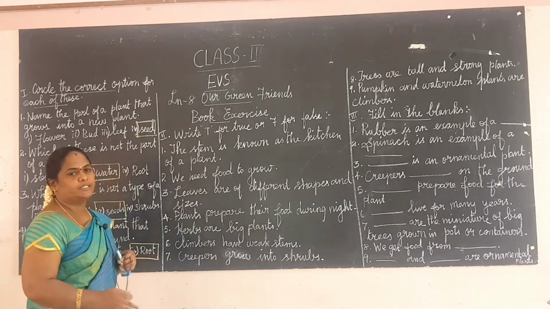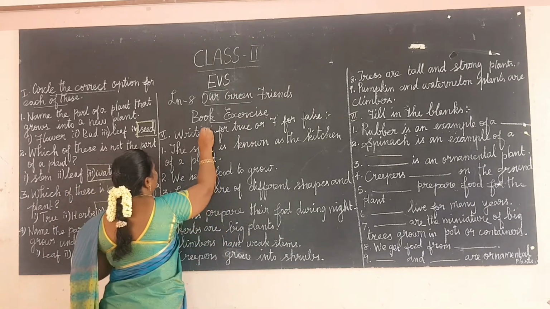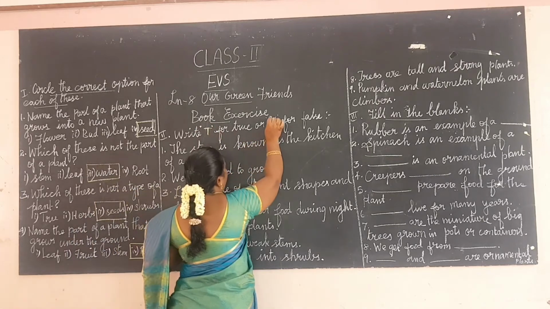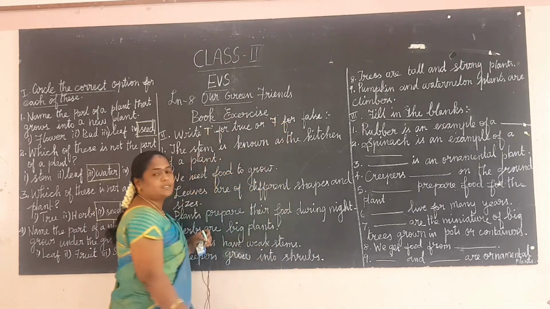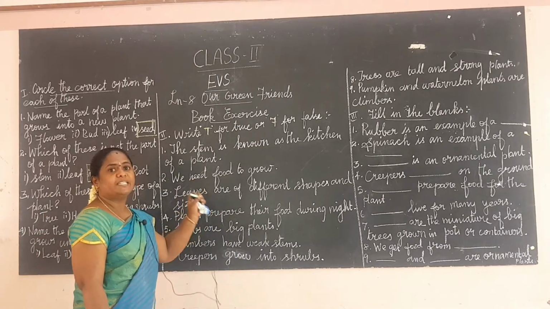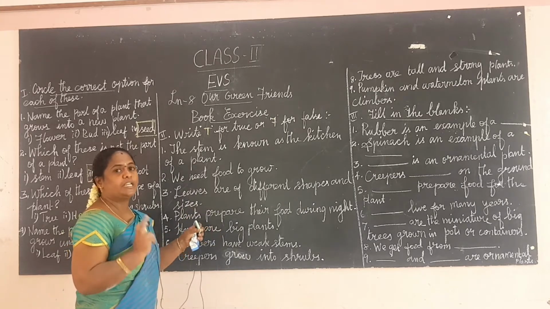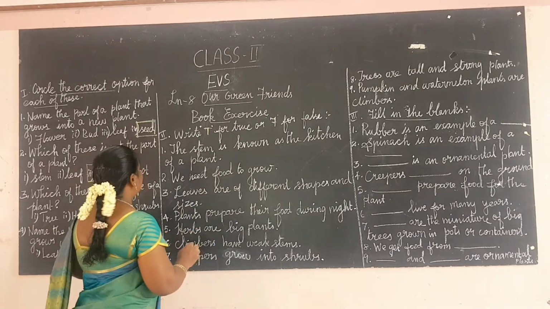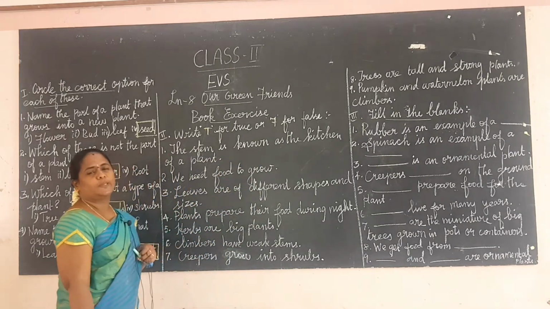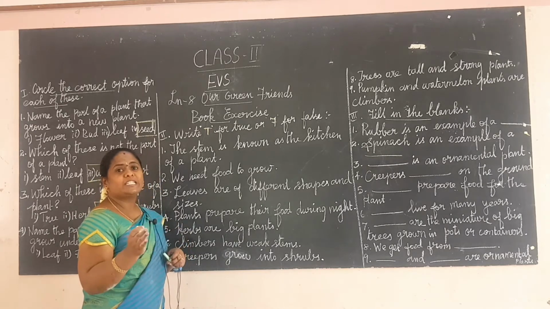That is root. And then write T for true. Okay. And then F for false. Here some statements are given. You read the statement, and if the statement is correct we mention T. If it is false we mention F. Okay. First one, the stem is known as the kitchen of the plant. Here given, the stem is known as the kitchen of the plant.